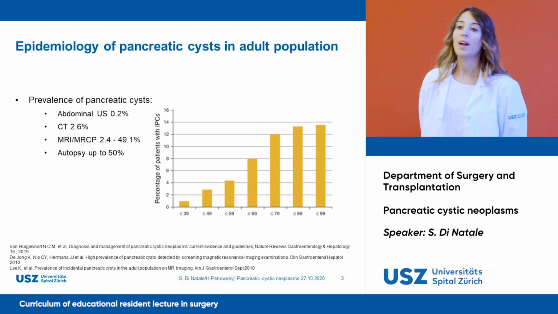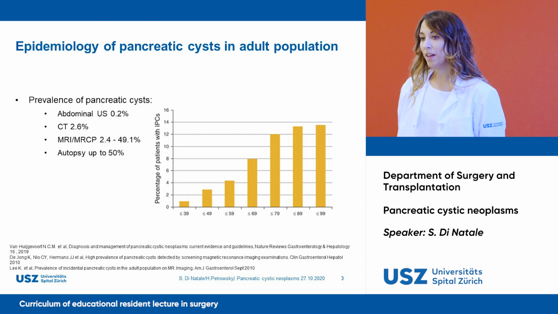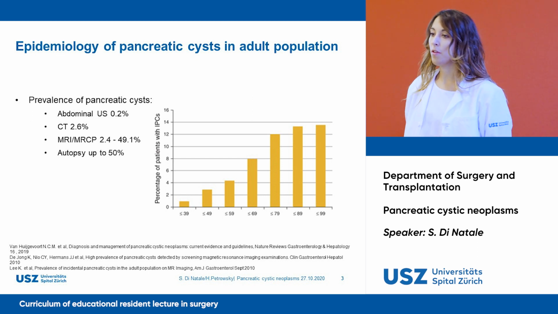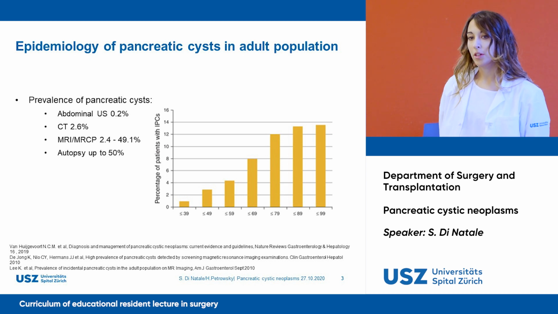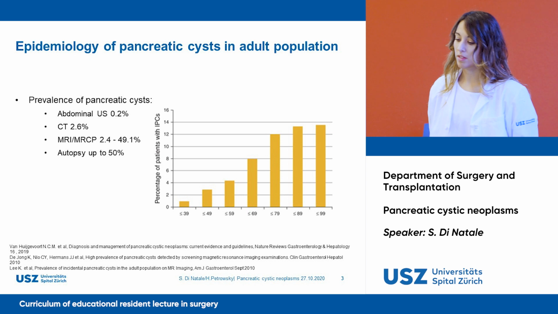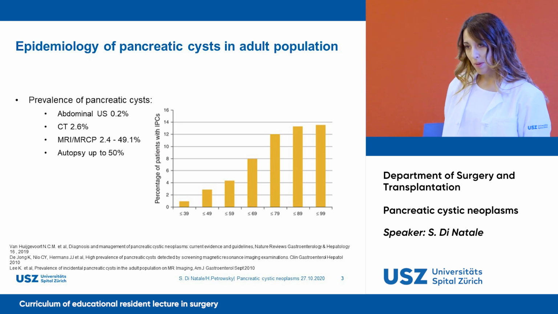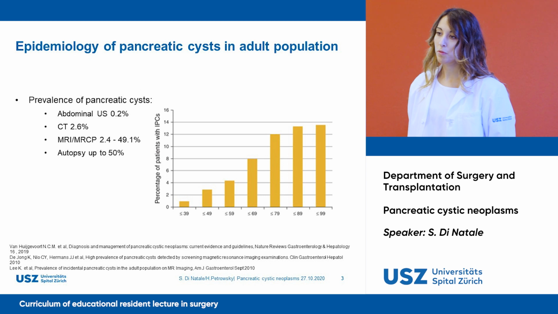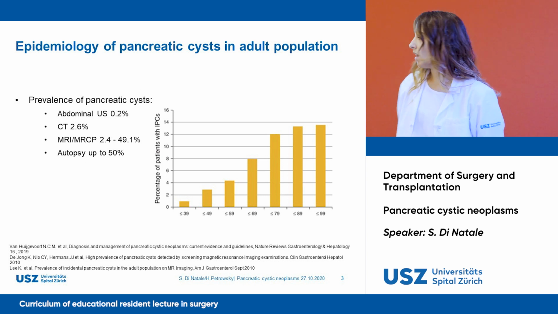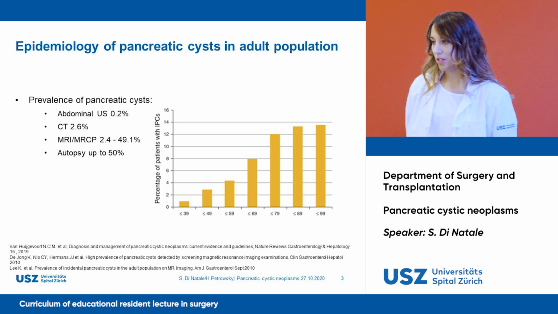The increased use of high-quality cross-sectional imaging and the trend for healthy individuals to undergo preventive health checkups have increased the detection of pancreatic cystic neoplasms. The prevalence of pancreatic cystic neoplasms varies markedly with the type of imaging used and among studies. Whereas abdominal ultrasonography detected a pancreatic cystic neoplasm in 0.2%, the CT revealed a pancreatic cystic neoplasm in 2.6%, and the MRI and MRCP in 2.4 to 49%. In autopsy study, a pancreatic cystic neoplasm was detected in up to 50% of the patients.